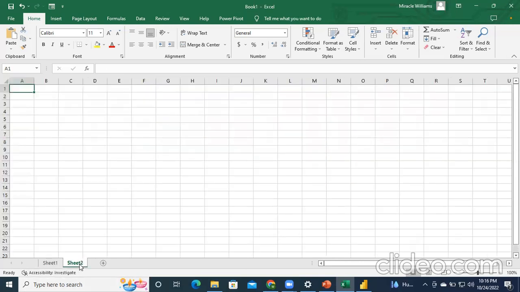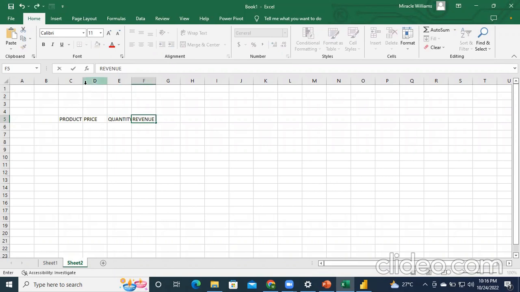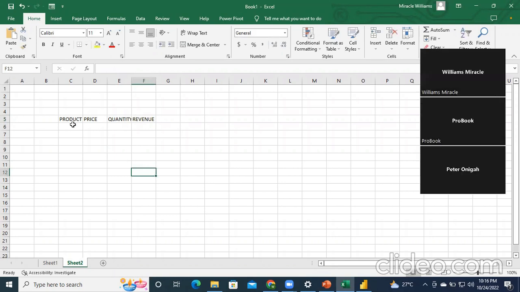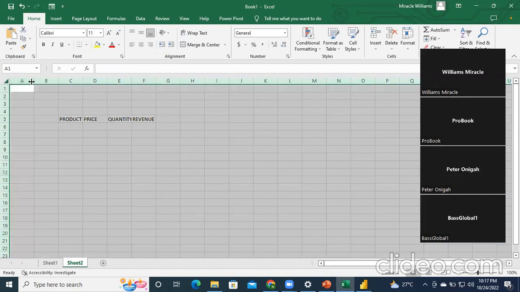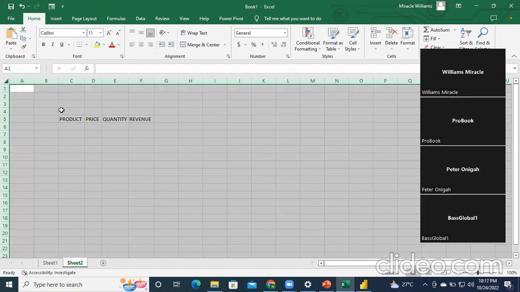Let's take this as our classwork. Everyone will also practice this after now, as tomorrow. So let's say we have some information like product, price, quantity, and we also have revenue. Like I said, if you find out that it's not fitting perfectly, all you have to do is highlight every aspect, then click here. That can fit everything immediately for you.